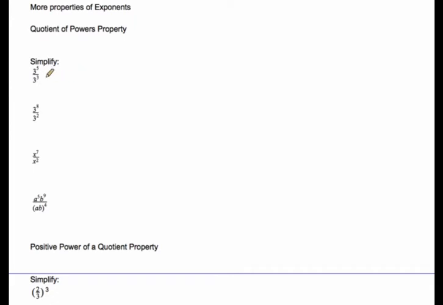It says simplify 3 to the 5th over 3 to the 3rd. If we write that out the long way, that's 3 times 3 times 3 times 3 times 3 over 3 times 3 times 3. If we wanted to, we could multiply this out. 3 to the 5th is 9, 27, 81, I think 243. But I don't really want to do that. What I want to look at is what could I simplify here?